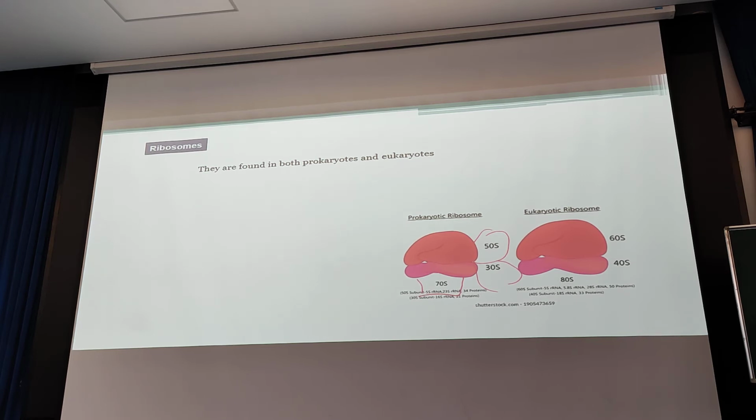So, questions? What can we take advantage of these differences? Both prokaryotic and eukaryotic cells do have ribosomes, but the difference is in the structures, 70S and 80S. What can we take advantage of this difference?